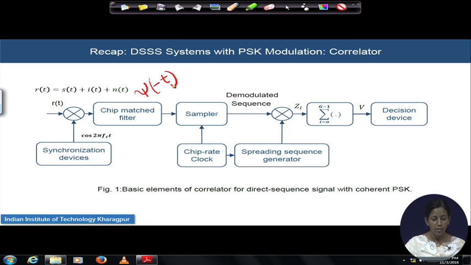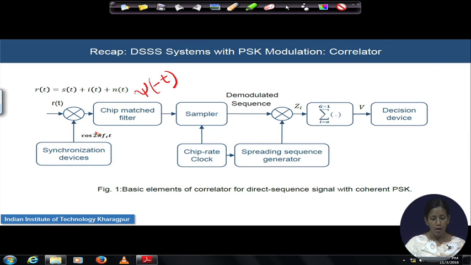r(t) signifies the incoming signal that is entering the receiver front end, and this is the synchronization device which helps to sync the incoming signal with the receiver circuitry, and it is also bringing down the received signal from RF to baseband. The matched filter is selecting the signal and maximizing the signal to noise ratio at the output of this filter, provided the input signal is properly synced.